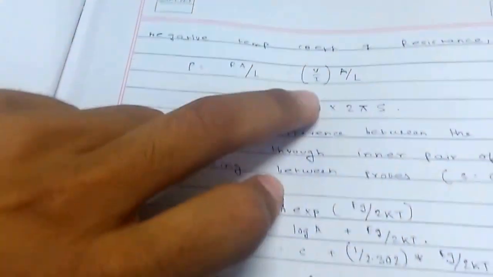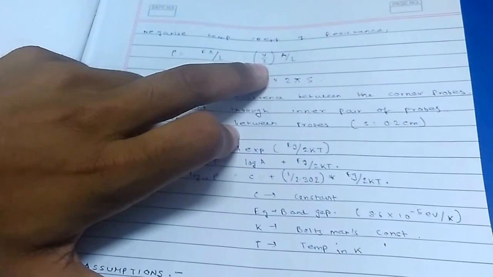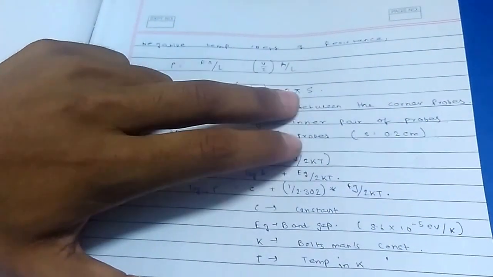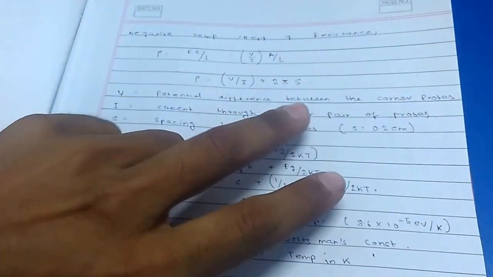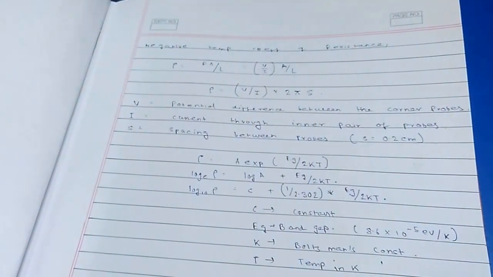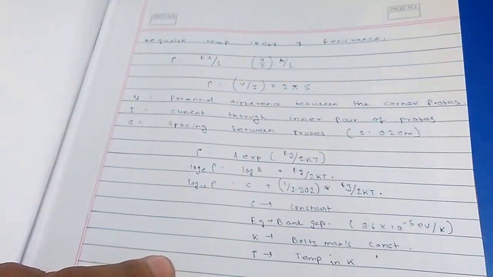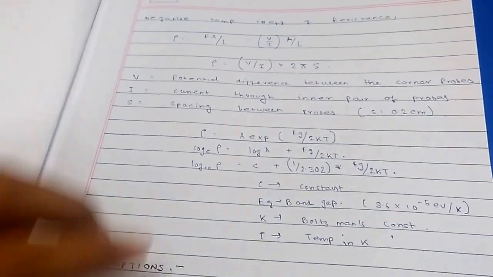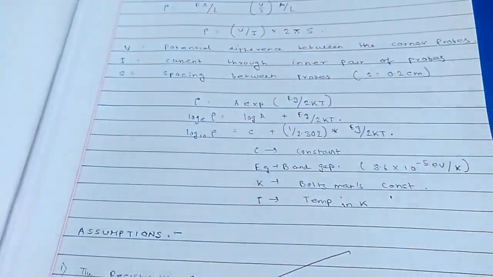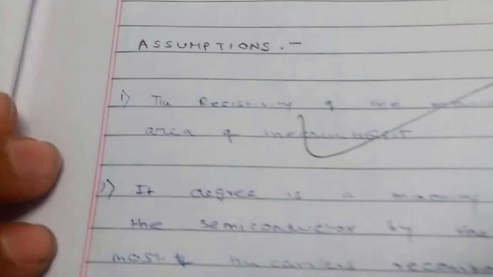So the theory here is R equals rho L by A, where R is V by I from Ohm's law, and rho by L is 2 pi S, where S is the distance between the probes. The distance between the probes will be provided to you in the manual, and the calculations are here. You can get them from the manual easily. After the experiment we can get into the assumptions.